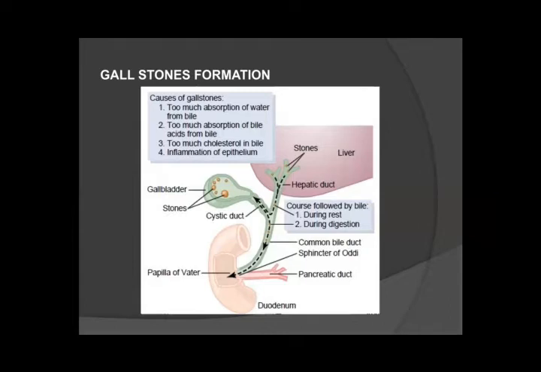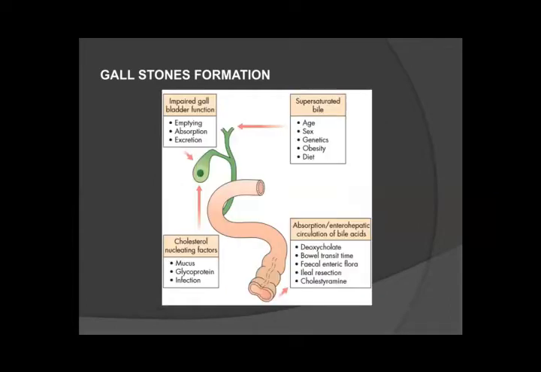All right. Now, to further look into the formation of gallstones, it starts with supersaturation of the bile, right? And there are different factors that lead to supersaturation of the bile, in which we have age, then sex, male or female, genetics, obesity, and the diet of the person involved.